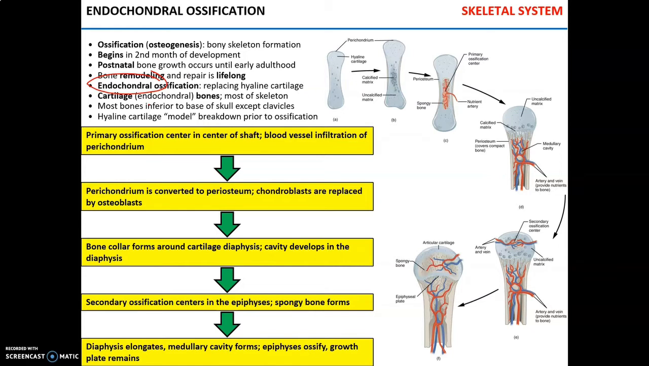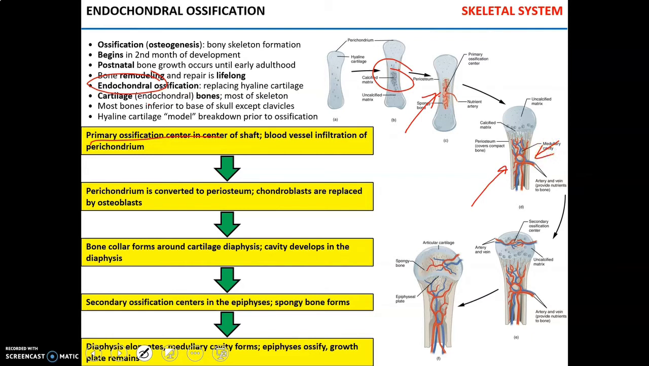First, in the center of the diaphysis, the center of the shaft of a cartilage, a primary ossification center forms. Blood vessels start to infiltrate the perichondrium of the cartilage, essentially replacing perichondrium with periosteum. Chondroblasts are replaced with the bone cells, osteoblasts, and osteoblasts start to produce compact bone.